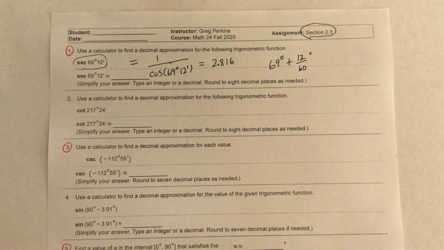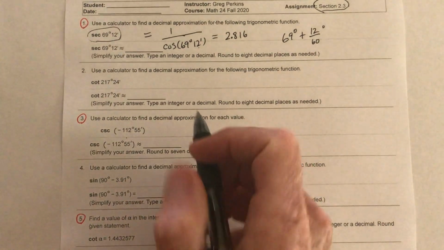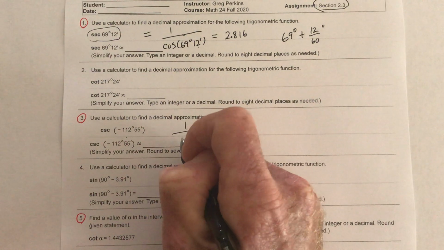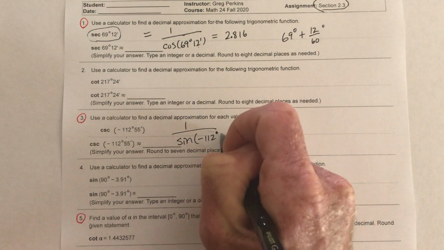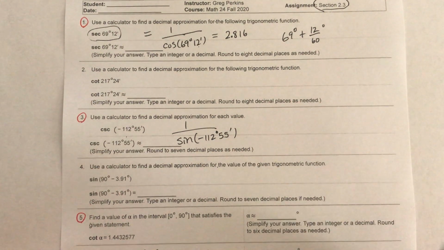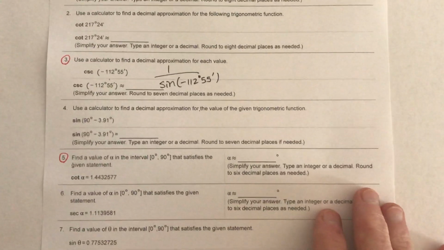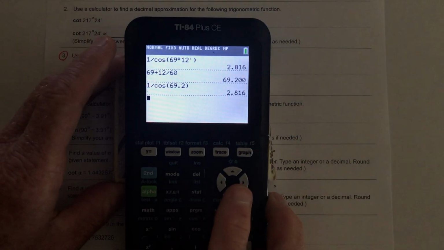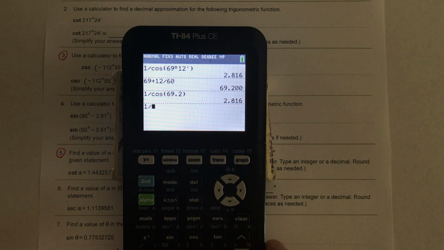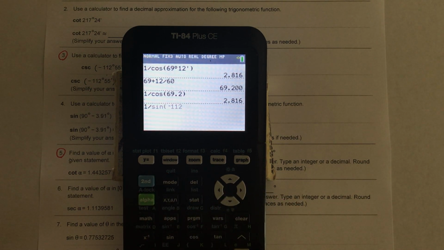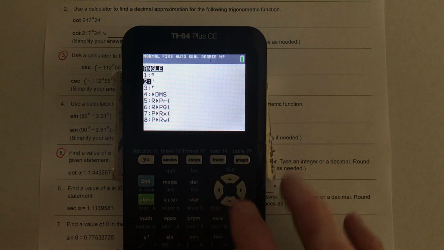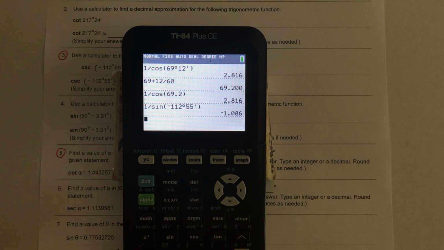All right. Then what about this one? Well, it's essentially the same, but I have to use 1 over, instead of cosecant, it's going to be 1 over sine, and then negative 112 degrees, 55 minutes. So I wanted to do this one because it's got that negative. So 1 divided by sine, and then negative 112 second angle degrees, 55 second angle minutes, and that equals a negative 1.086.